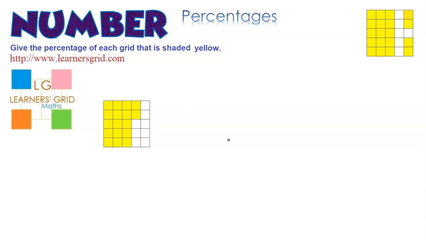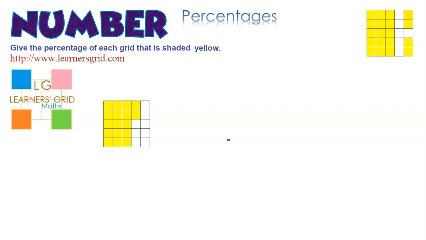In this tutorial, we are going to find the percentage of each grid that is shaded yellow. There are a few ways to do this, but I'm going to choose a method where we convert each of these diagrams into fractions, and from the fraction, we make our way to a percentage.